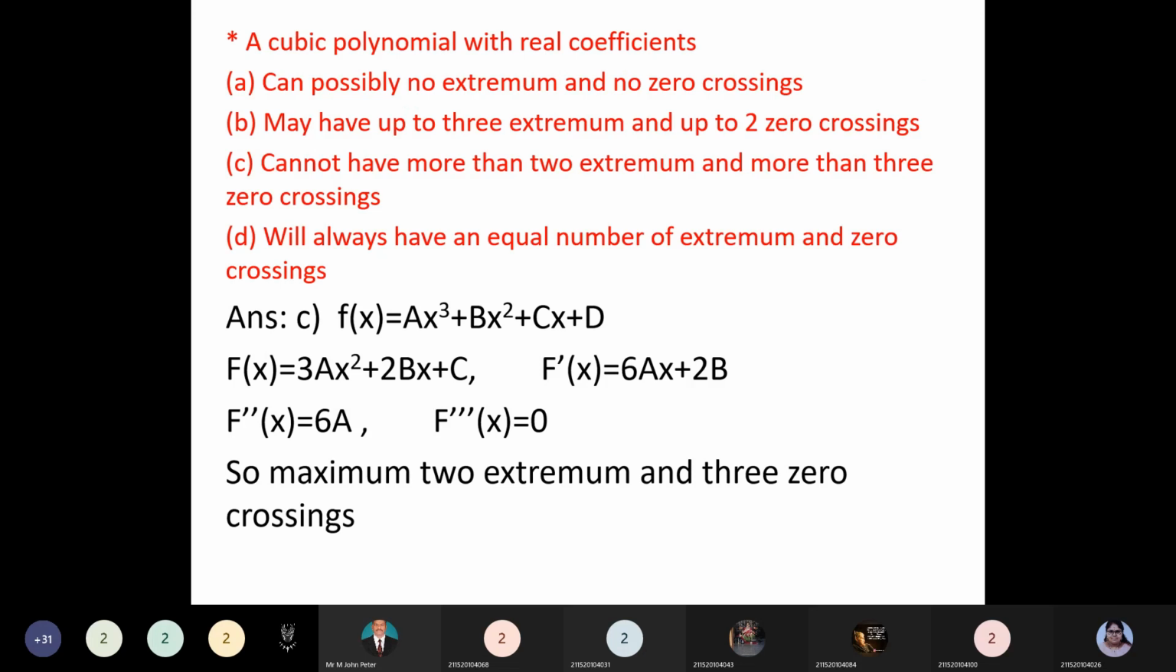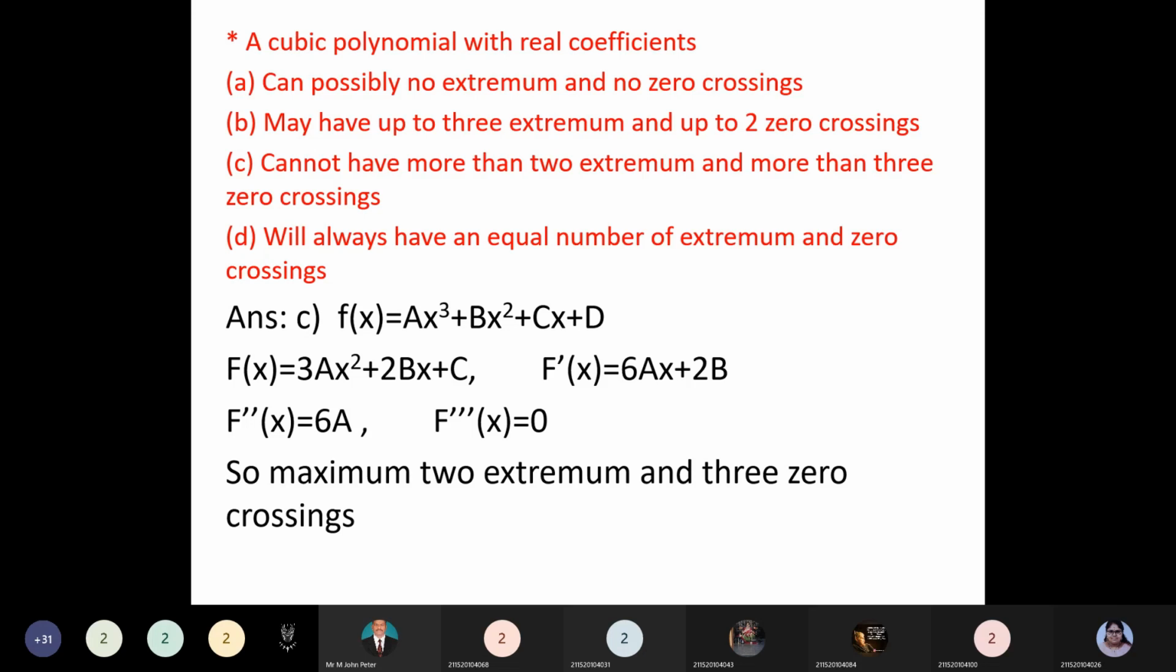A cubic polynomial with real coefficients can possibly have no extremum and no zero crossings, may have up to 2 extremum and up to 3 zero crossings. Next, you cannot have more than 2 extremum and more than 3 zero crossings. It will always have an equal number of extremum and zero crossings.